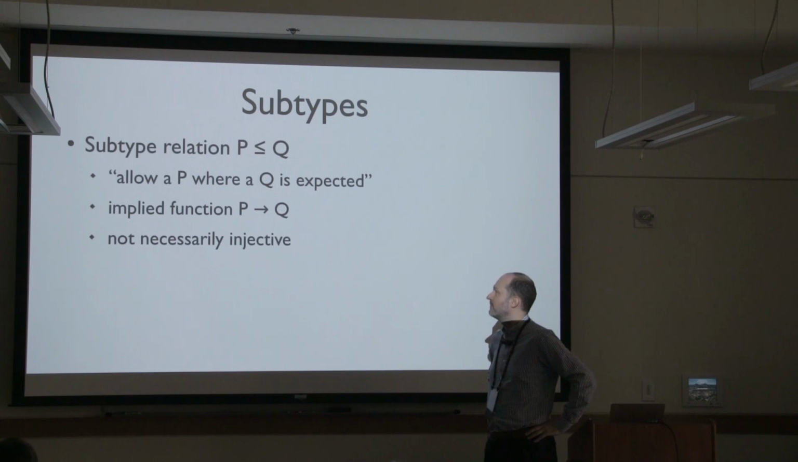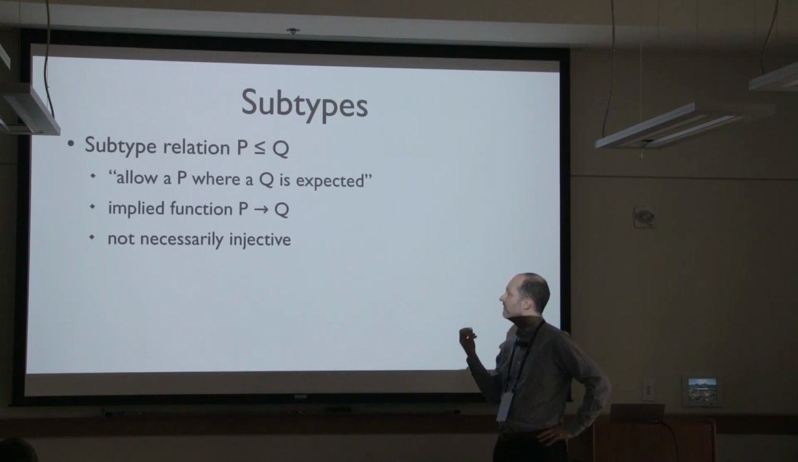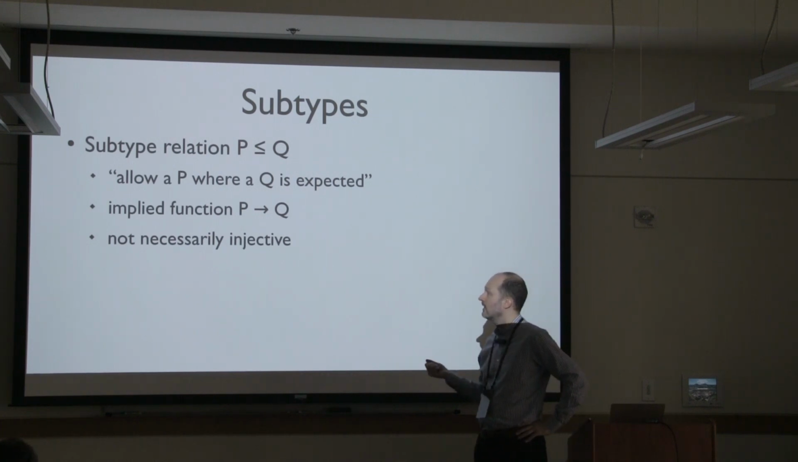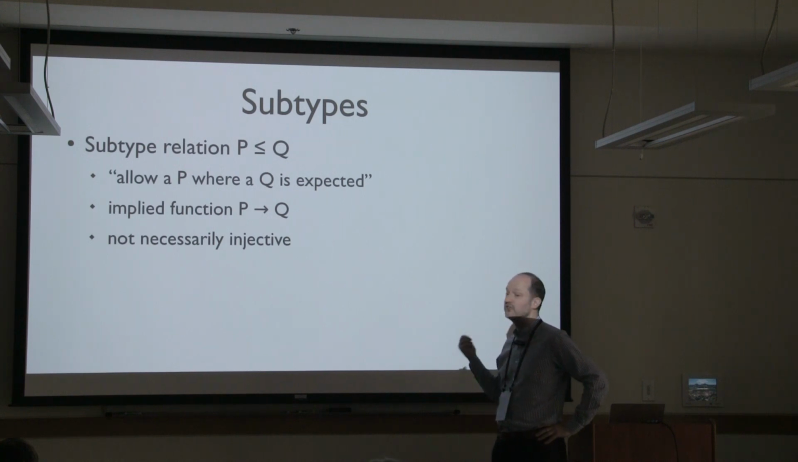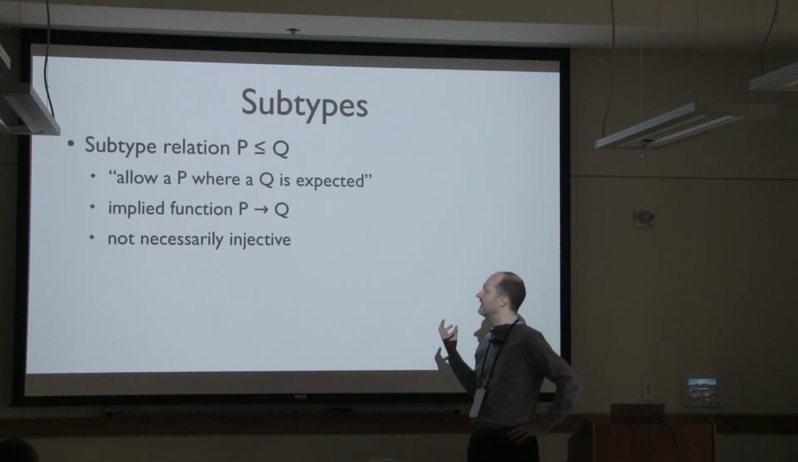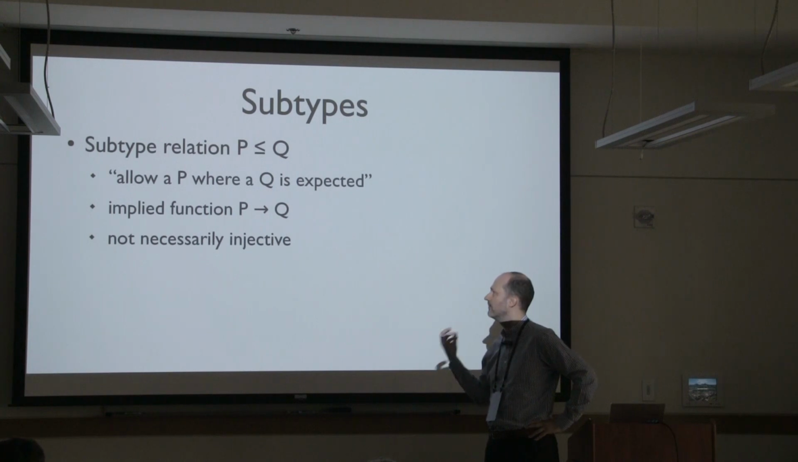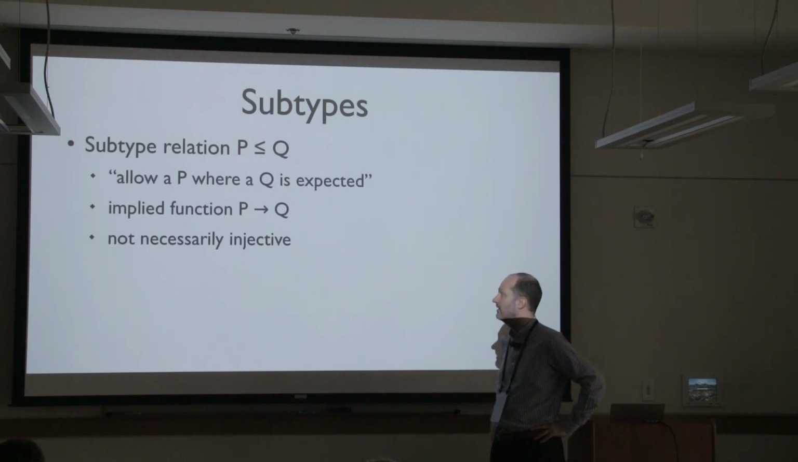For every subtype relationship, there's an implied function from P to Q. Now, in Dolan typing, this function does not have to be injective. You don't necessarily have to be able to go backwards from Q to P. And in Pinafore, most of the subtype relationships are not injective. You can lose information there.